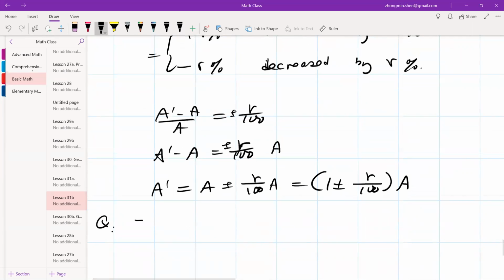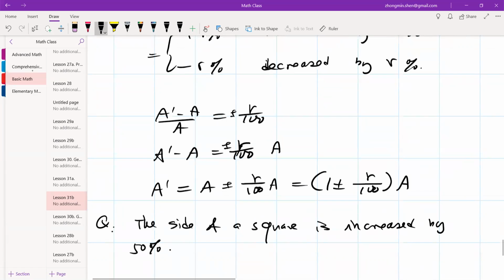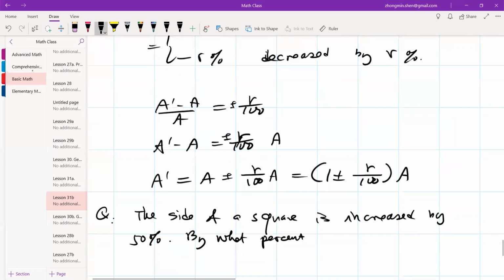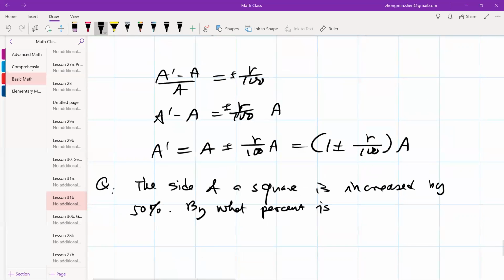Okay, the side of a square is increased by 50%. This is problem number 80, the last one. By what percent is the area increased? Okay. Now, how do you solve this problem?